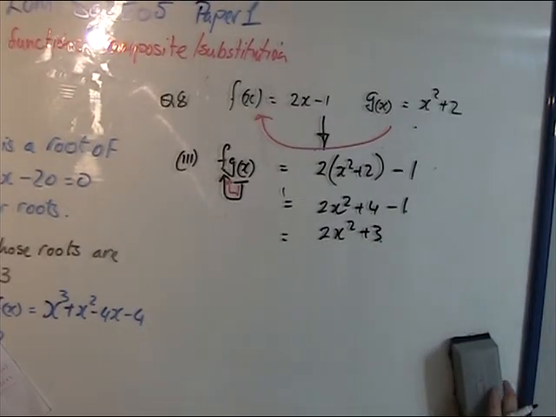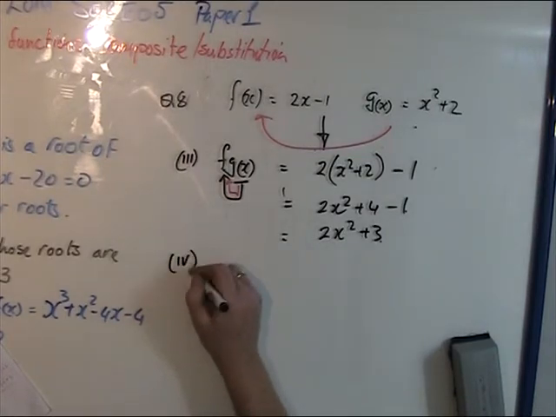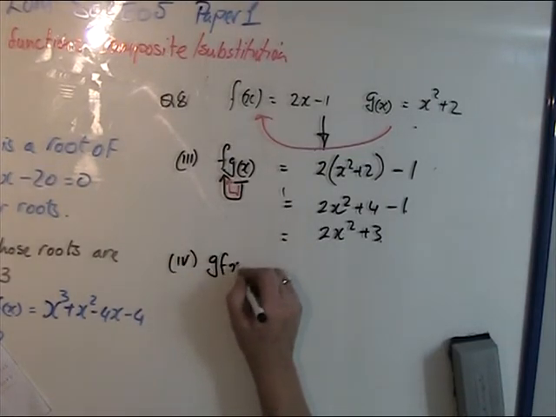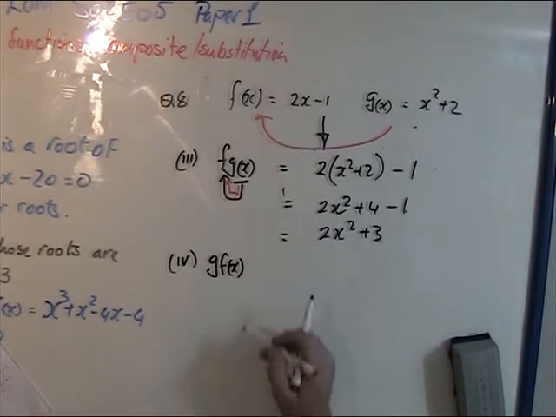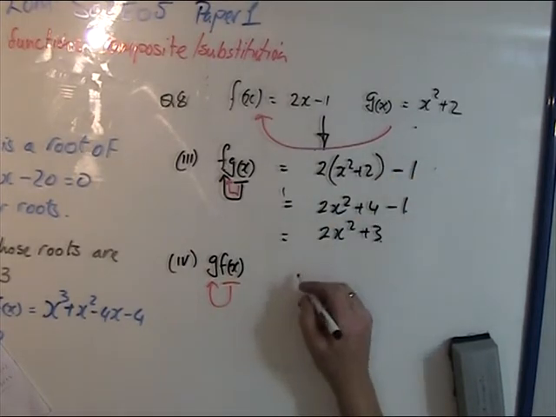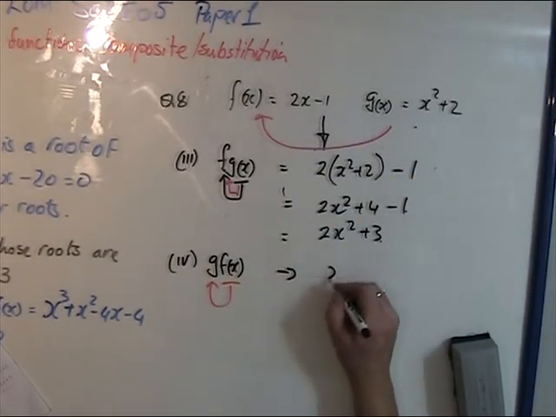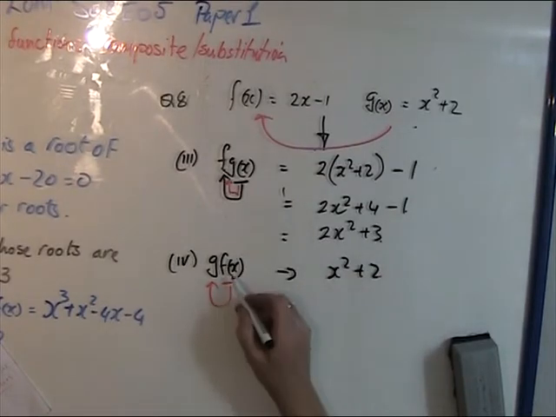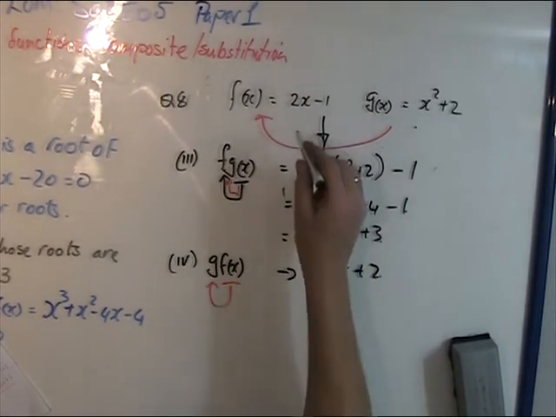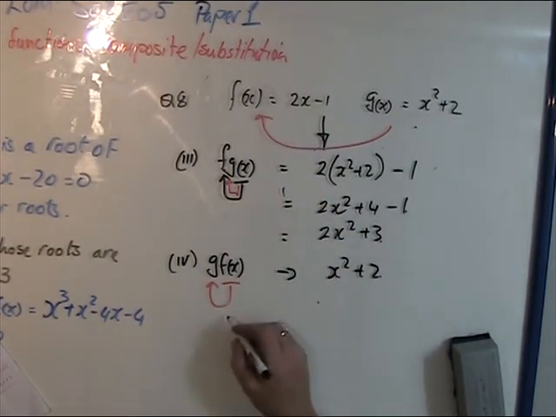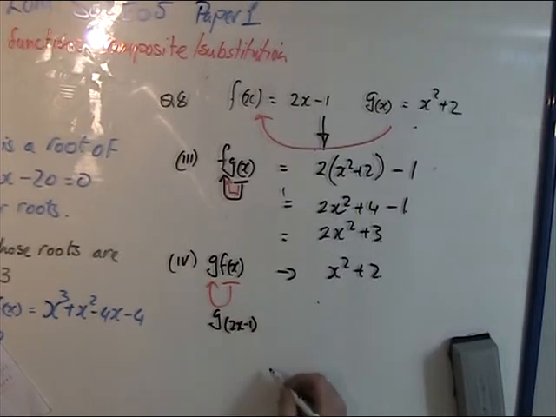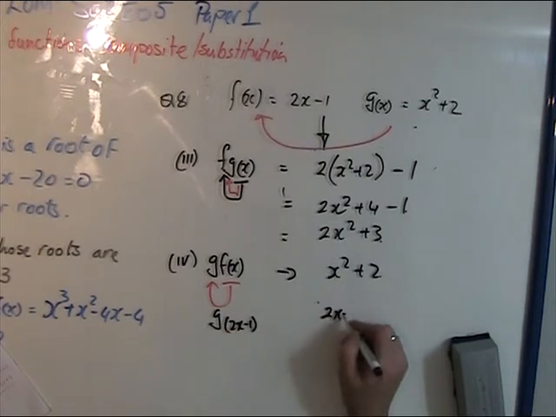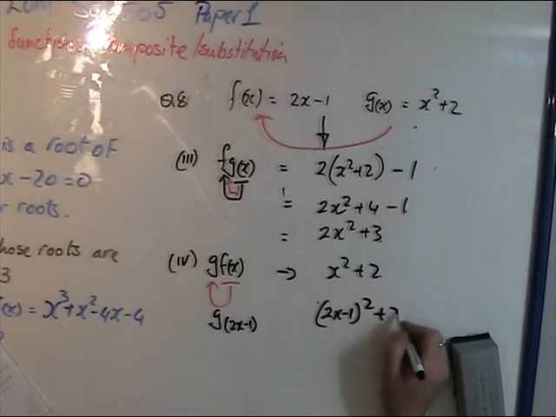Okay, next one it says the reverse again, gf of x. Okay, so this time you're putting f of x into g. Alright, so g of x is x squared plus 2, which is equal to, or I'll put the arrow here. Try and get used to this arrow now. So I'm putting f of x into g of x. Okay, so f of x is 2x minus 1. So I'm putting in, actually, this is what I'm putting in, 2x minus 1, if you can see that. Okay, so it's f of x, which is the same as 2x minus 1. So it's 2x minus 1 all squared plus 2.